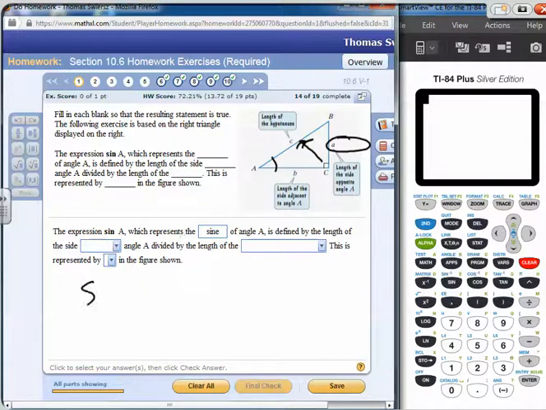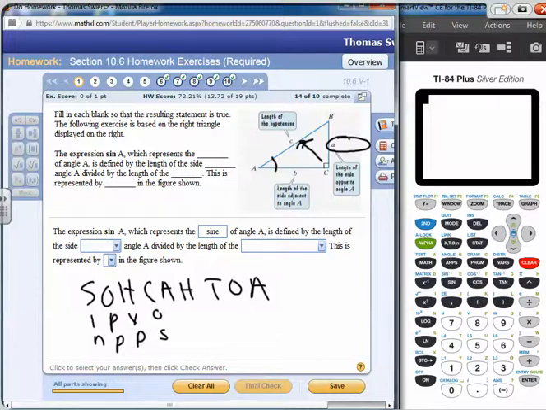Now, if you want to remember, there's the word SOH CAH TOA. Sine is opposite over hypotenuse. Cosine is adjacent over hypotenuse. And tangent is opposite over adjacent. Those are the three trig functions. Or, some old hippie came hopping through our alley. So you can remember that. Sine opposite over hypotenuse, cosine adjacent over hypotenuse, tangent opposite over adjacent. Those are your three trig functions.